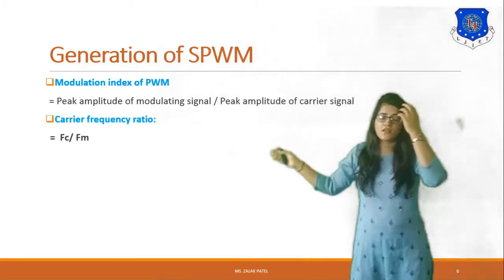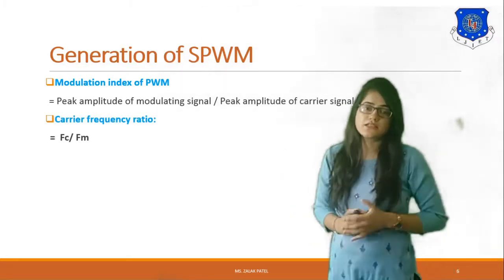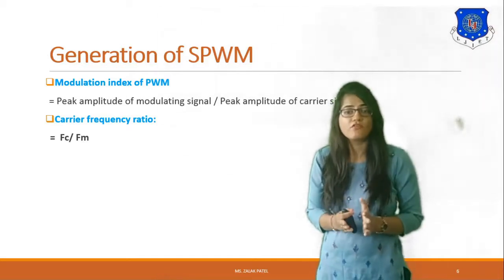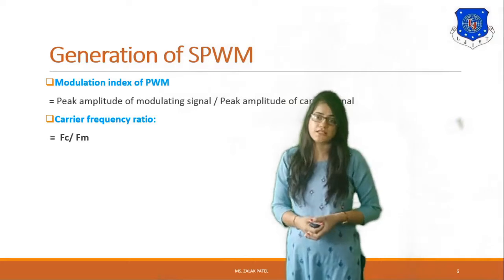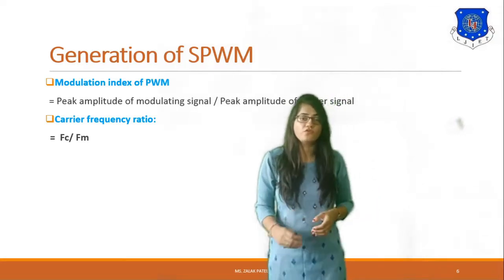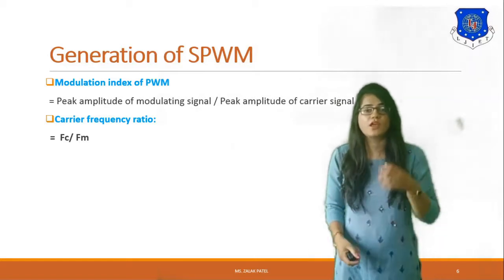Next is the carrier frequency ratio. It is given by the frequency of the carrier signal, FC, and the frequency of the modulating signal, FM. So the carrier frequency ratio is FC upon FM.